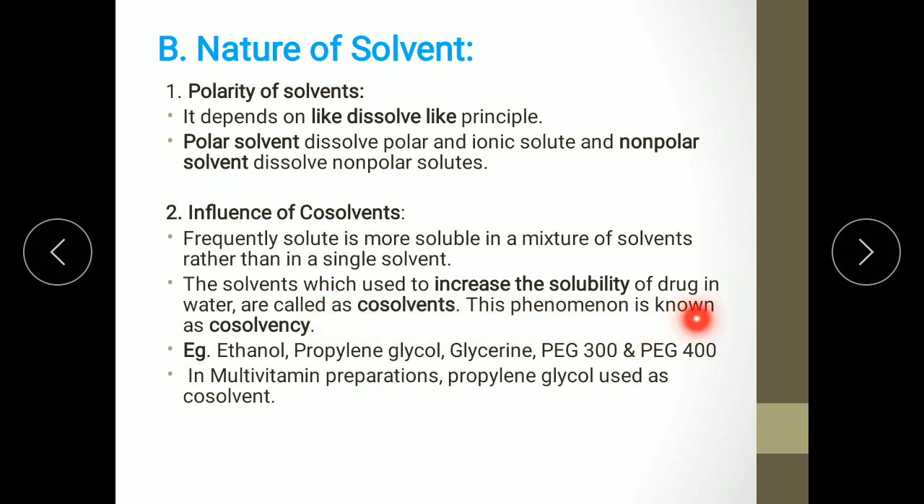This phenomenon is known as co-solvency, and such co-solvents are ethanol, propylene glycol, glycerin, PEG 300, PEG 400. For example, in multivitamin preparation, propylene glycol is used as a co-solvent along with water. So the influence of co-solvent also influences the solubility of a drug.